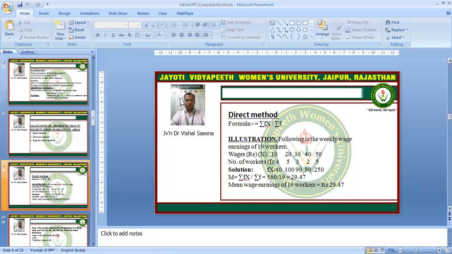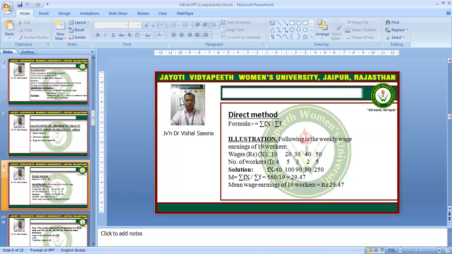In the case of the direct method, the formula by which we calculate the arithmetic mean is given by summation fx upon summation f, where f represents the frequencies of data, and x shows the value of data. So by this formula, we can calculate the arithmetic mean. And now we understand this with an example.